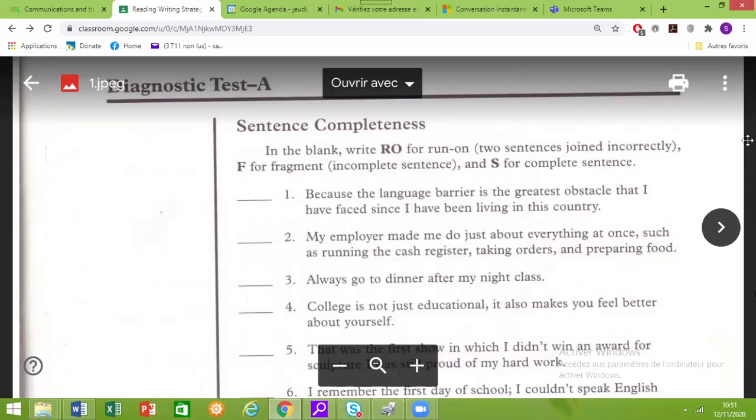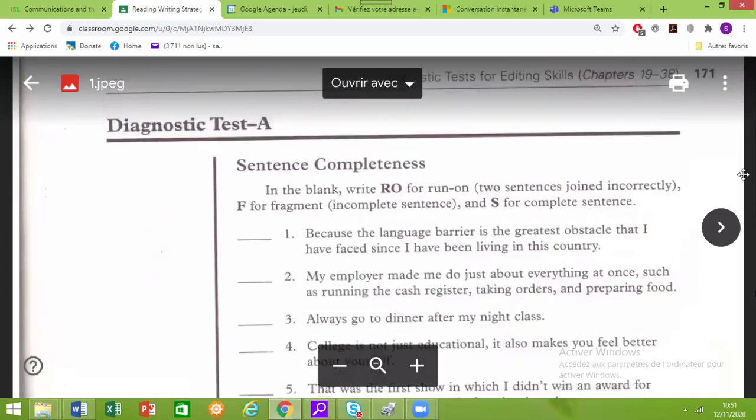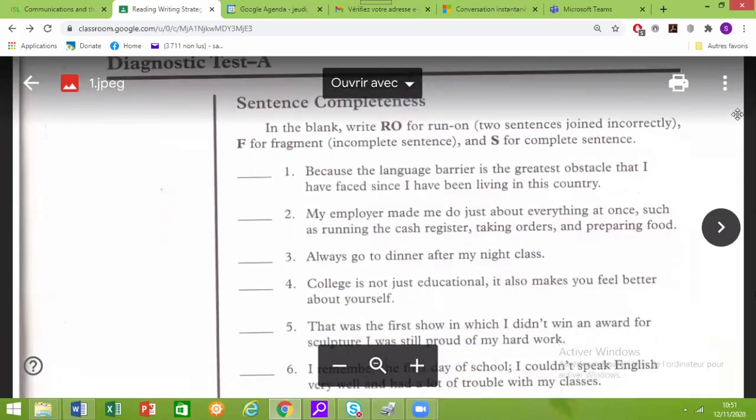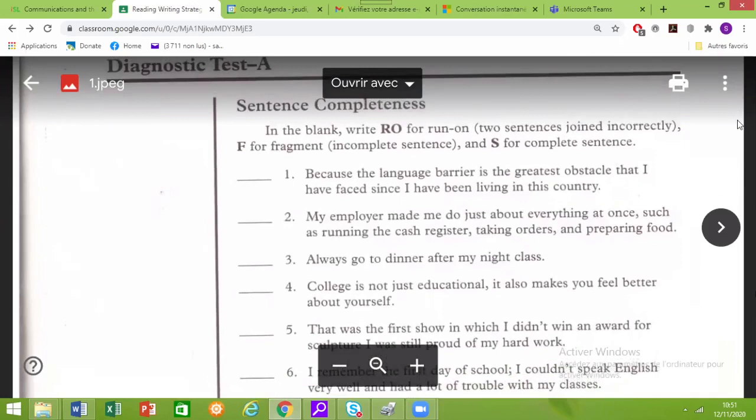So number 1 here you have sentence completeness. Who wants to read this? The question. Yes, please go ahead. In the blank, write O for run-on, 2 sentences joined incorrectly, F for fragment, incomplete sentence, and S for complete sentence.